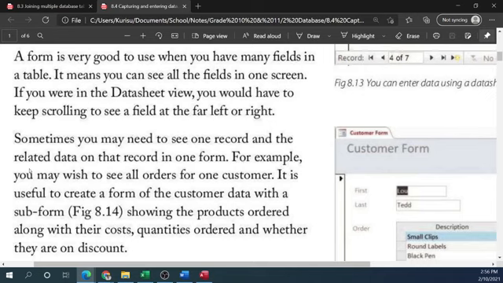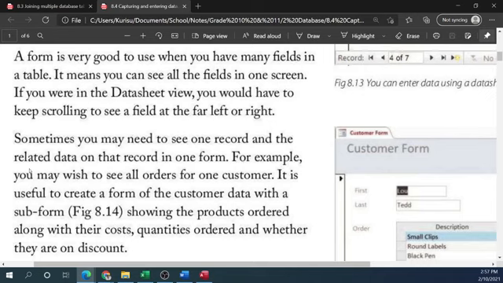A form is very good to use when you have many fields in a table. It means you can see all the fields in one screen. If you were in the datasheet view, you would have to keep scrolling to see a field at the far left or right. Sometimes you may need to see one record and the related data on that record in one form. For example, you may wish to see all orders for one customer. It is useful to create a form of the customer data with a subform, showing the products ordered along with their costs, quantities ordered, and whether they are on discount.